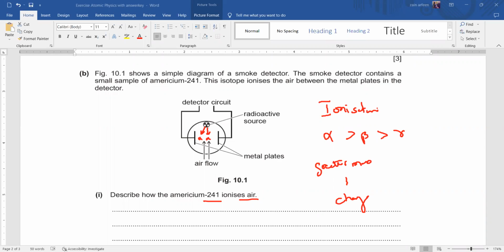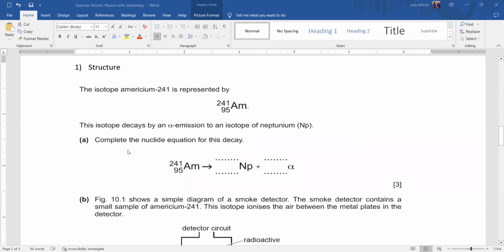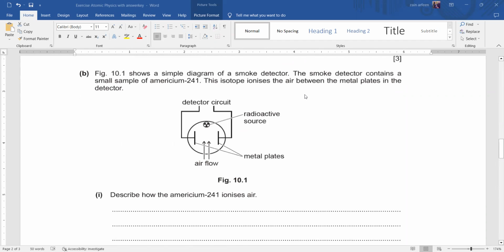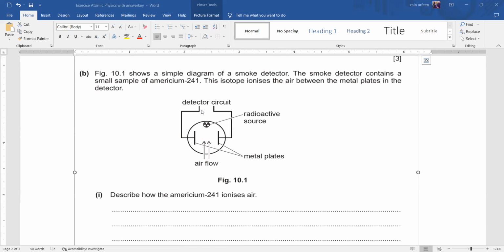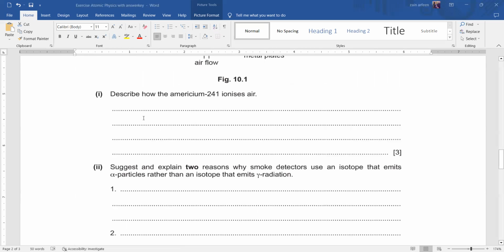It is given in the question that this americium is emitting alpha. When you check the previous part, they mentioned that the isotope decays by alpha emission, so it is emitting alpha. So when it emits alpha, what will happen? This alpha has a greater mass and greater charge, so it can easily knock out an electron from an atom. The question is how the particle causes ionization, and it's worth 3 marks.